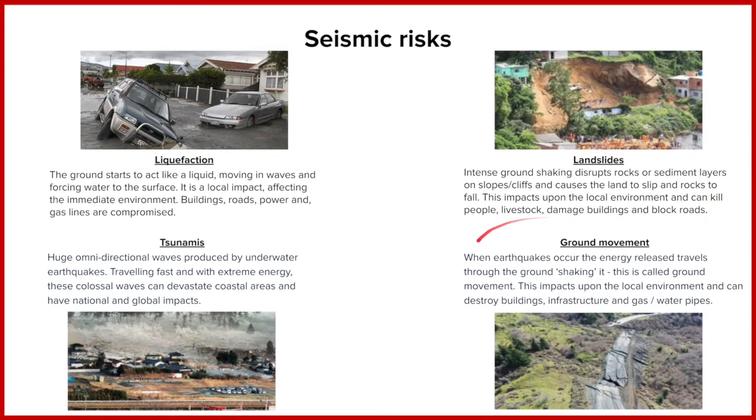Next we have ground movement, and this is the core effect of any earthquake. It's the shaking of the ground. So when earthquakes occur, it's a massive release of energy that's stored up as friction as these two plates try to move past each other. This is called a seismic wave. And as that wave moves through the ground, it's moving either up and down or side to side. And that's what produces our shaking.